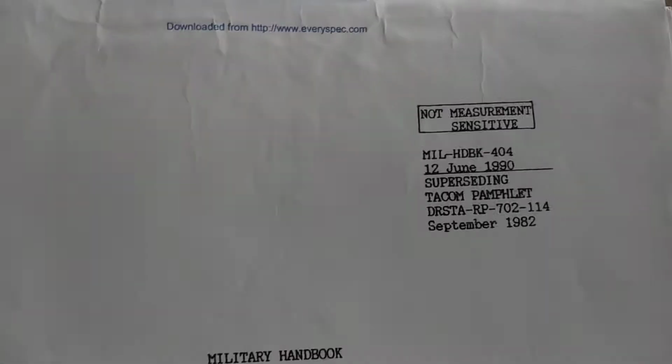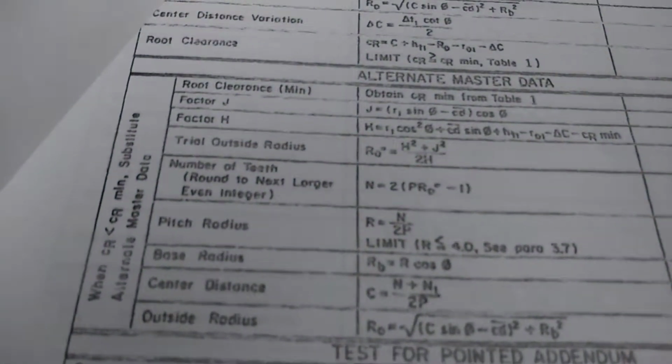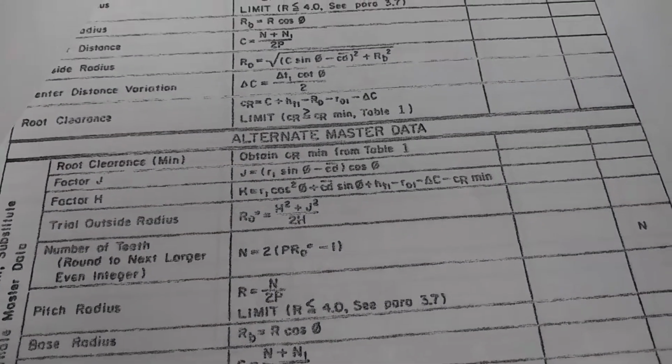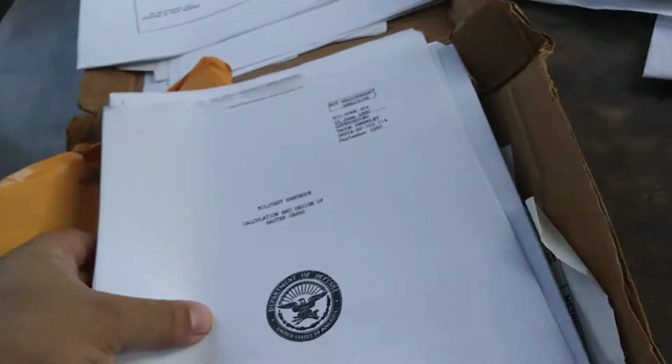All right, this is your calculation, military handbook 404, calculation and design of master gears. This has some complicated algebra, like pitch radius, all these different things, almost calculus, more than calculus. What I do is, you're going to want a copy of AutoCAD Desktop Mechanical 2008 for your calculation, design, and master gears. It comes with a packet. When you hand it in with gears, you just keep it in the packet, all right?